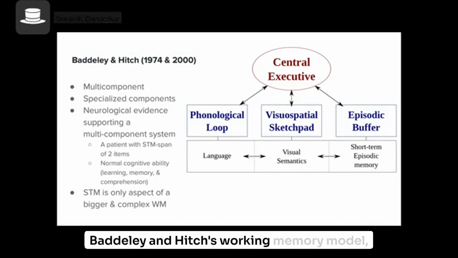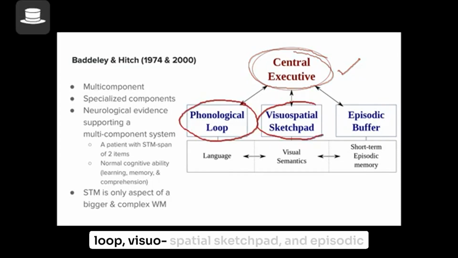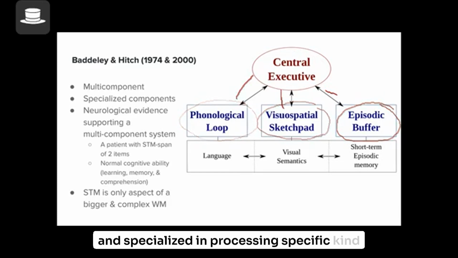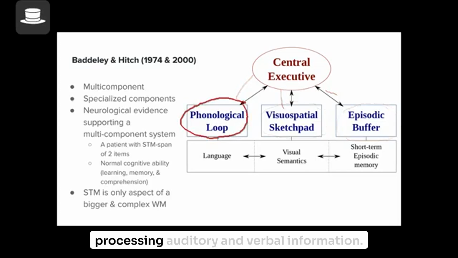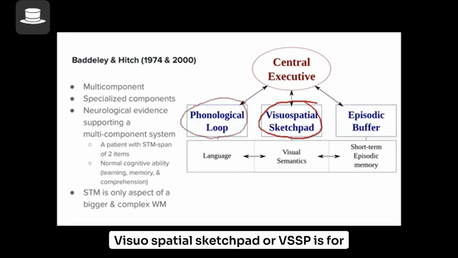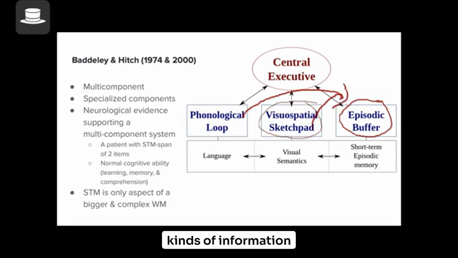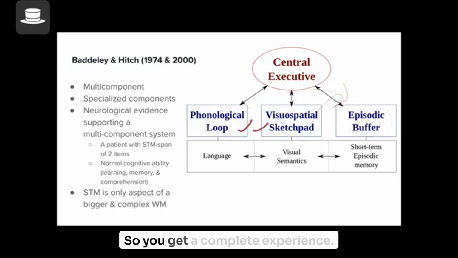Baddeley and Hitch's working memory model. It's a multi-component system. It has one main component called the central executive, and subcomponents: phonological loop, visual-spatial sketchpad, and episodic buffer. These components are interconnected and specialized in processing specific kinds of information according to this model. For instance, the phonological loop is for processing auditory and verbal information. Visual spatial sketchpad, or VSSP, is for processing visual and spatial information. Episodic buffer is for integrating different kinds of information, so there is a sync between visual and auditory and other sense information, so you get a complete experience.